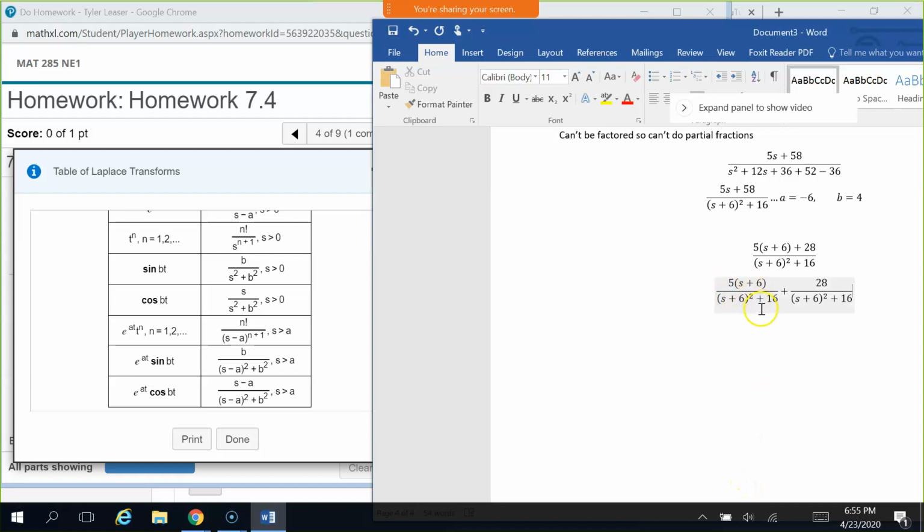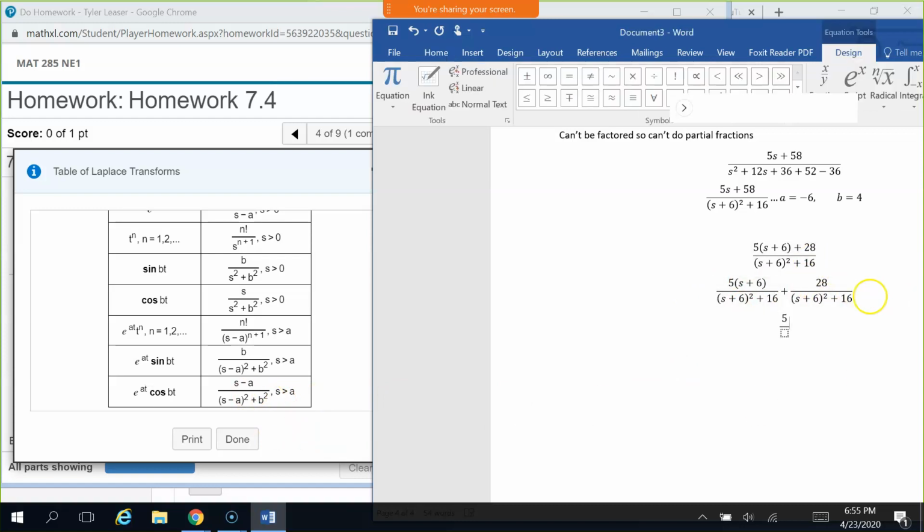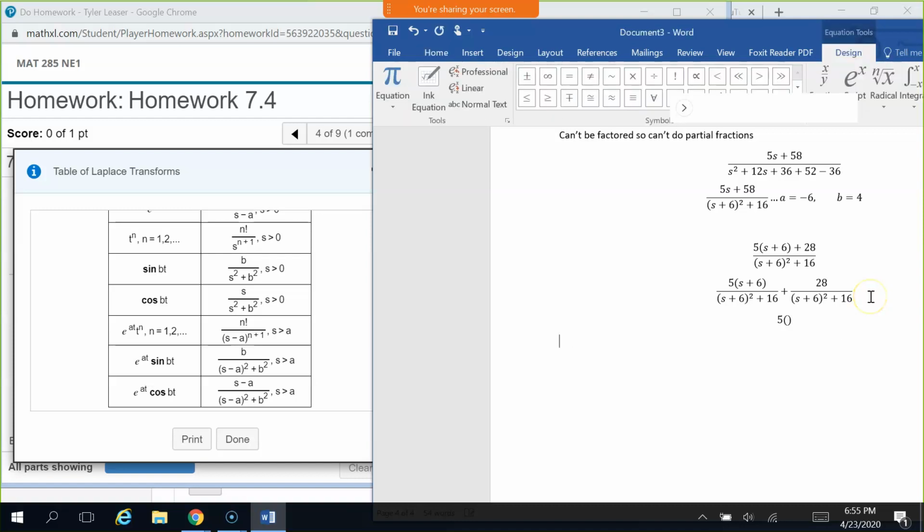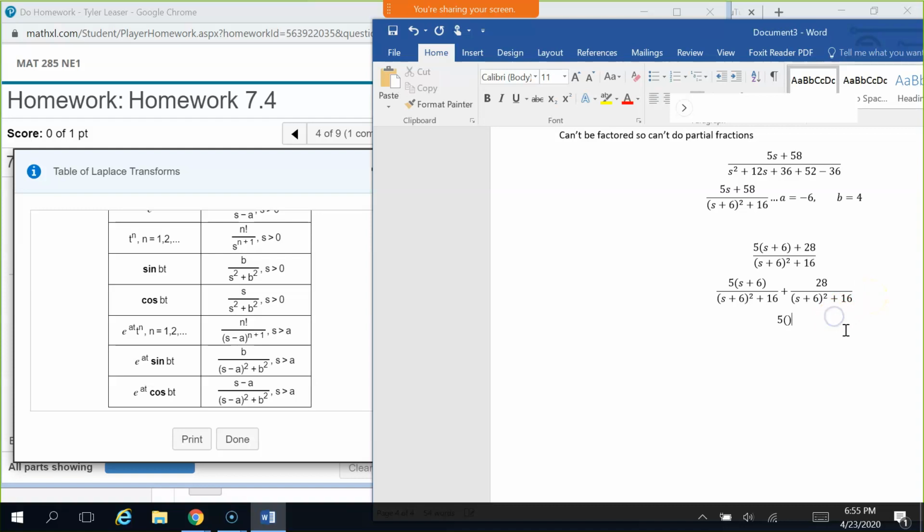For the first one here, all I have to do is pull this 5 out, and remember you can pull constants out as much as you want, then that one matches perfectly now. This one, on the other hand, isn't quite going to match yet, so let's write some stuff down. So we had the 5 that we're pulling out, and then leaving this alone, so we're going to have S plus 6 up top, the S plus 6 squared plus 16 on the bottom.